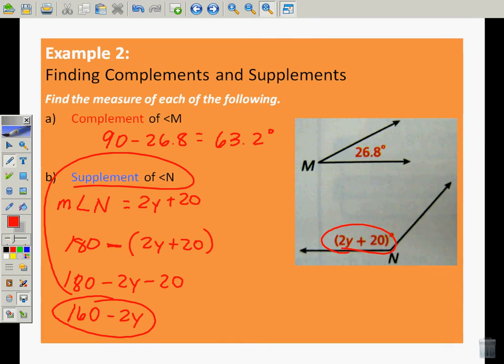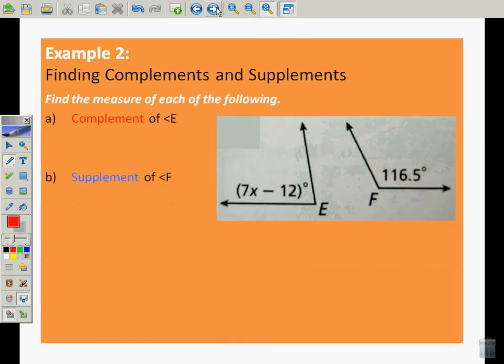Now, little something for you to do. Go ahead and try this one on your own. See what you can do with it. I'm going to let you pause, but then I'm going to come right back and help you out doing this one. Okay? Complement of E. Well, the measure of angle E is 7x minus 12.